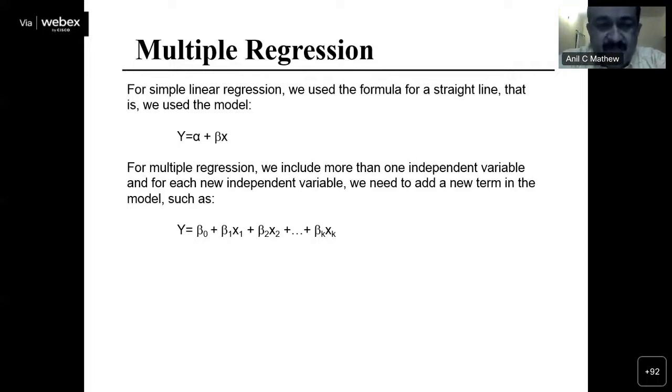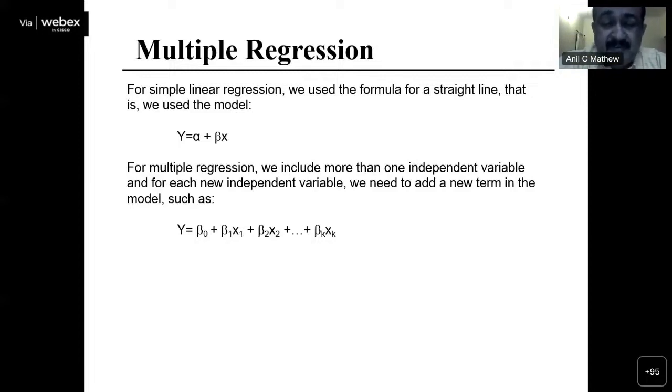Yesterday, what we discussed was simple linear regression. For simple linear regression, we use the formula for a straight line. That means y is equal to alpha plus beta x. For a given value of x, what is the value of y? And alpha and beta are what will be determined based on the regression methods. One of the methods which we discussed yesterday is the least squares method.